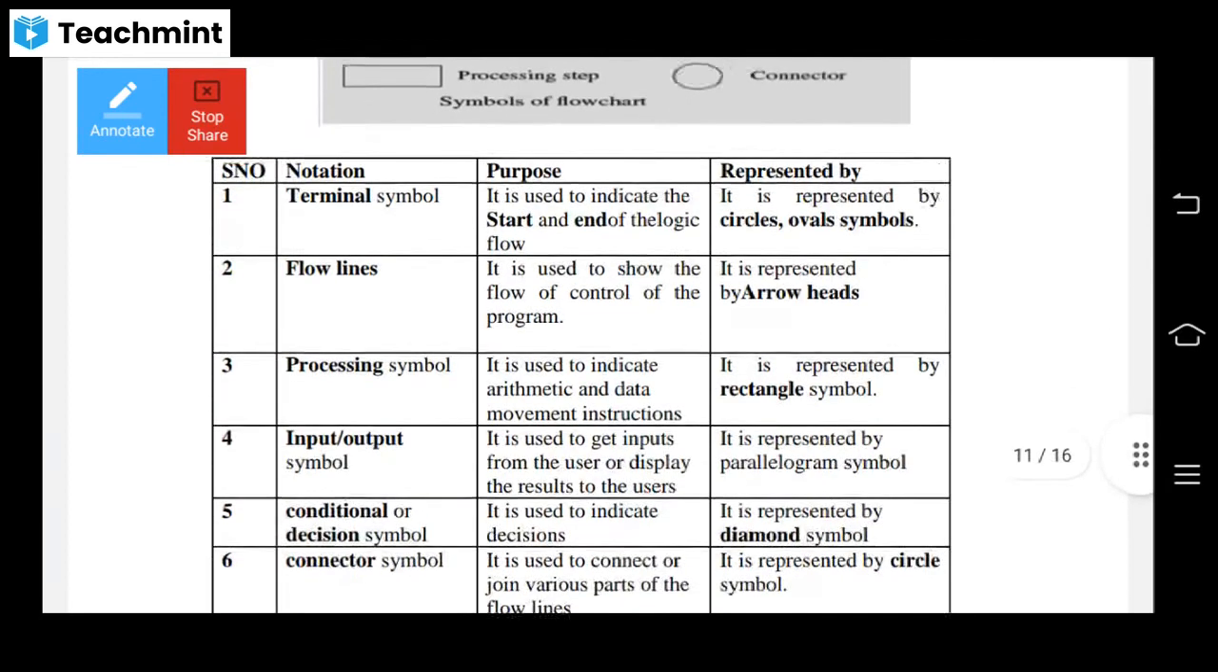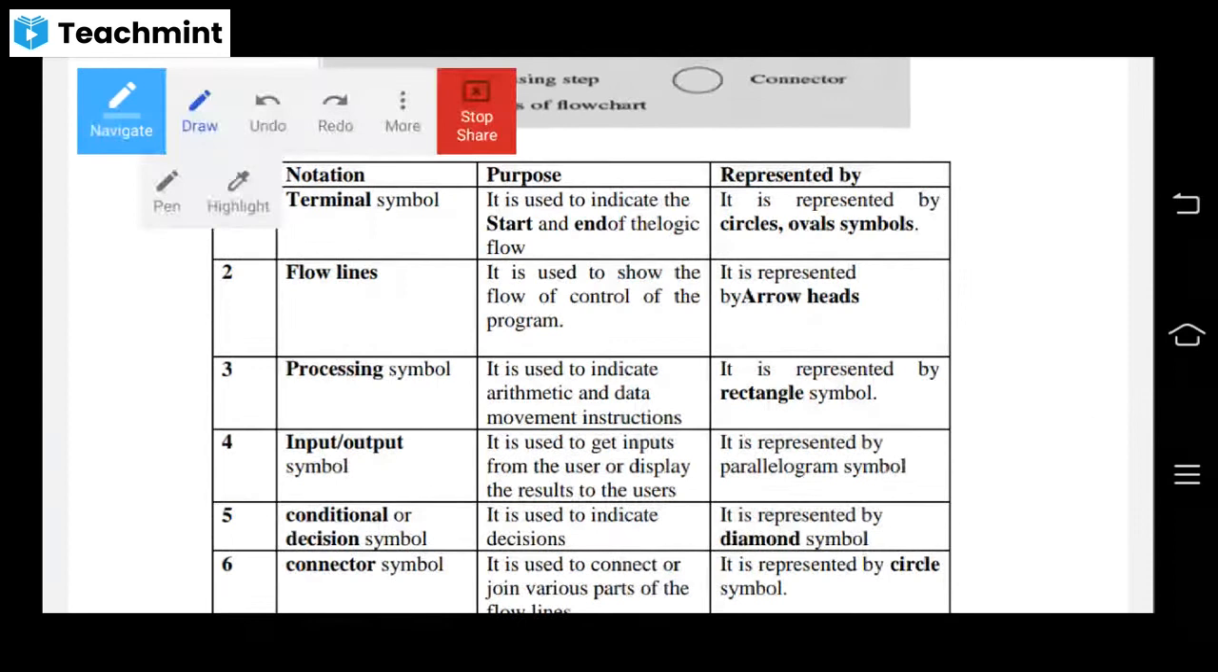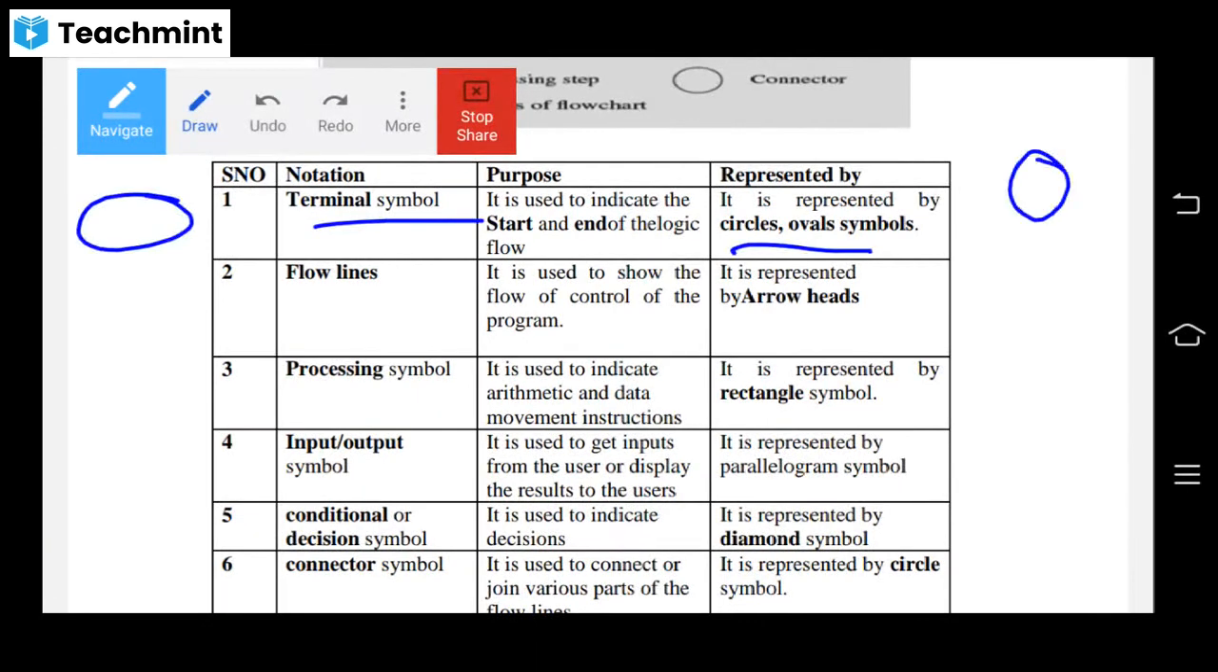See here the table presented for flowchart notation, starting with the terminal symbol. What is the purpose of the terminal symbol? It is used to indicate the start and end of the logic flow. It is represented through circles or ovals. These two symbols are used for start and end.